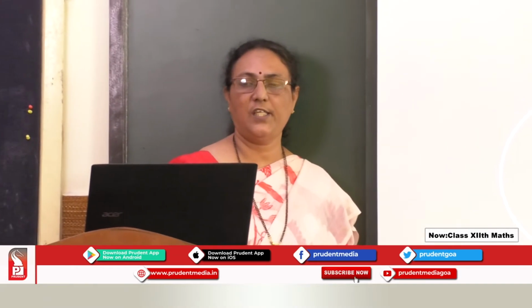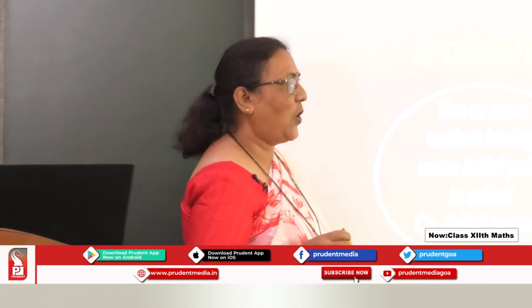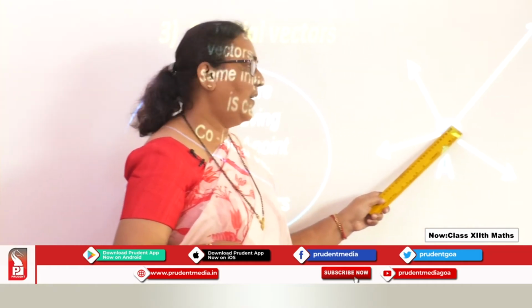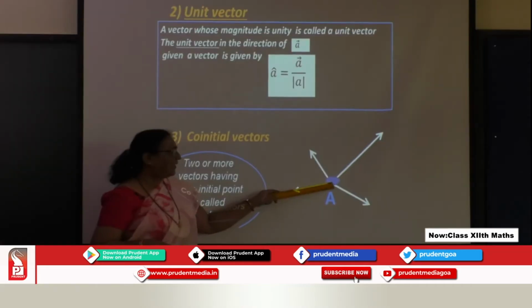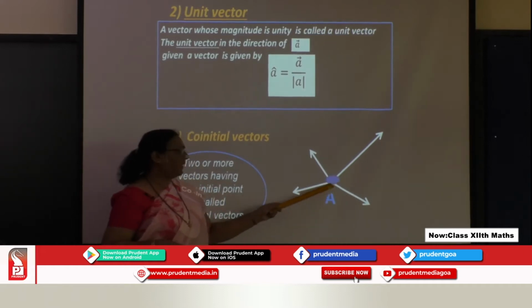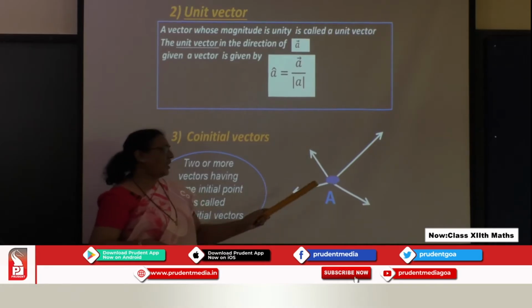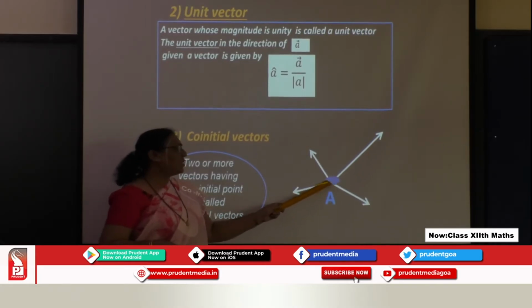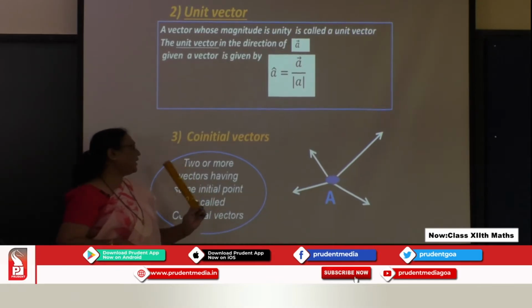Next, co-initial vectors. Vectors whose initial point is the same. A vector is starting from here, going in this direction. Another vector is going in this direction, another in this direction. In all these vectors, the initial point is the same. This type of vectors are called co-initial vectors.